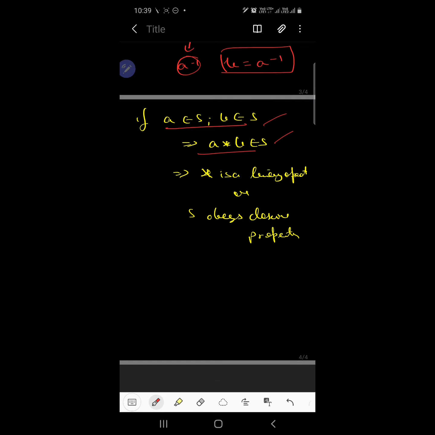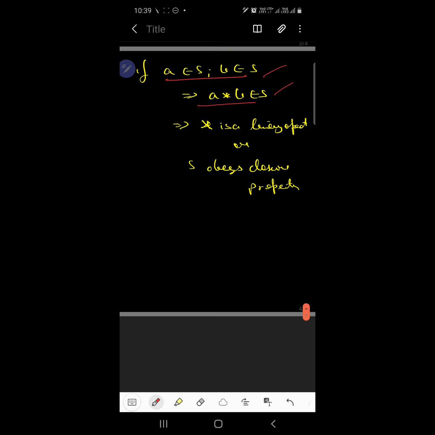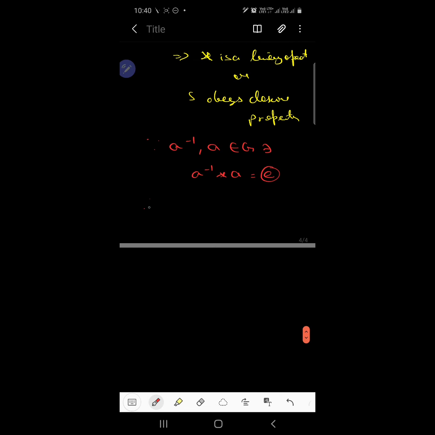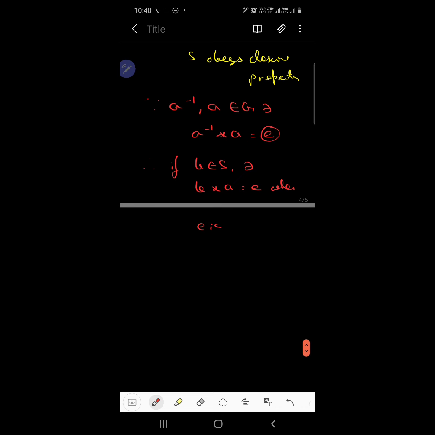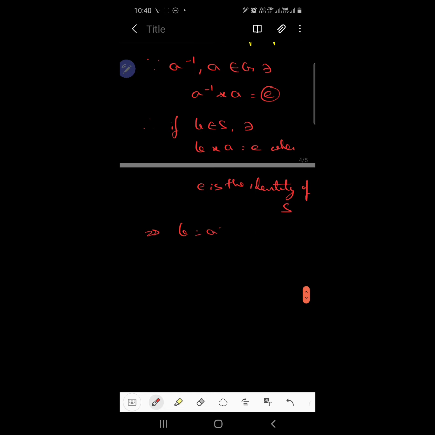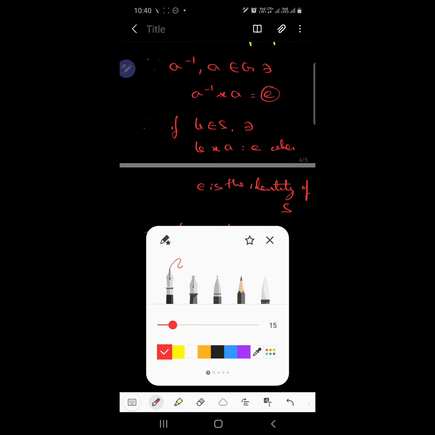And secondly, since A inverse and A belong to G such that A inverse star A equals E, where E is the identity element. Therefore, if B belongs to S such that B star A equals E, where E is the identity of S, that implies B is nothing but A inverse, right? Because every element has a unique inverse.